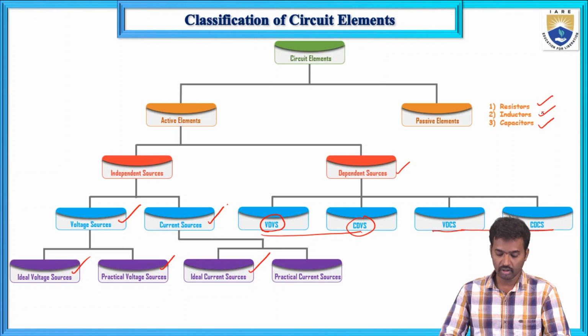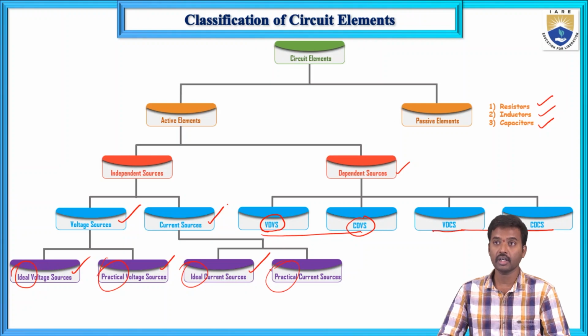Now this is the flow chart for circuit elements according to element behavior: active elements and passive elements. Active elements are independent sources and dependent sources. In the independent sources, there are voltage sources and current sources, and in these again ideal voltage source and practical voltage source, and ideal current source and practical current source. The dependent sources are VDVS, VDCS and CDCS. Passive element examples are resistors, inductors and capacitors.